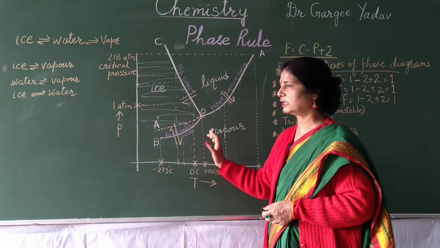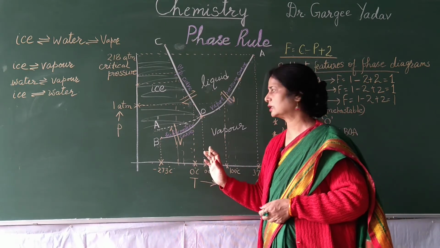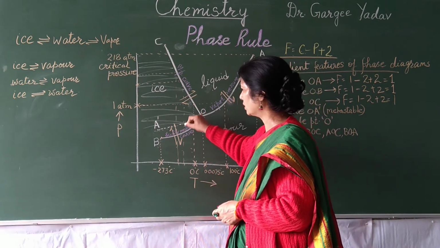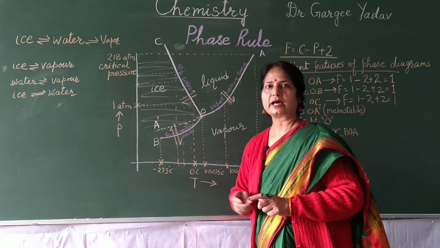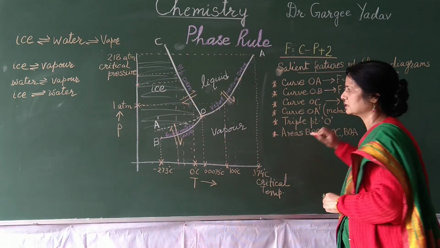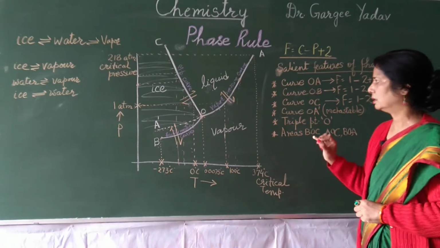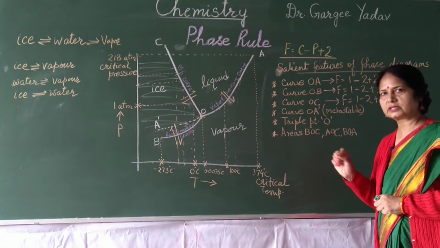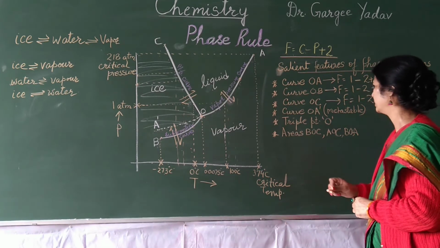And here also there are two phases in equilibrium. One is the supercooled water and the other is the ice, and they are in equilibrium with each other. So this is known as the metastable curve, and this is a peculiar property of not only water, but certain liquids also exhibit this property.